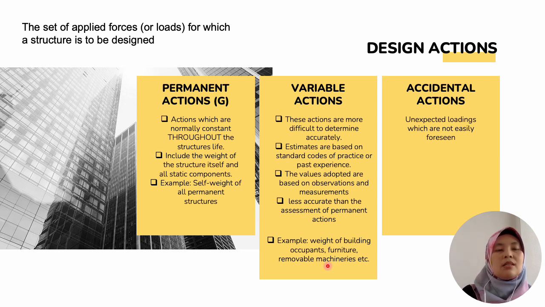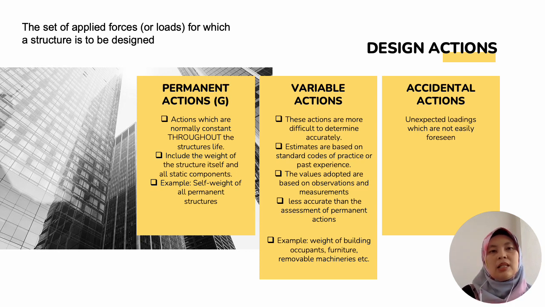So this is considered as the variable actions. Then we also have furniture, and also removable machineries. All these are considered as the variable actions. And then we also have another type of action, which is the accidental action. These are unexpected loadings, which are not easily foreseen.